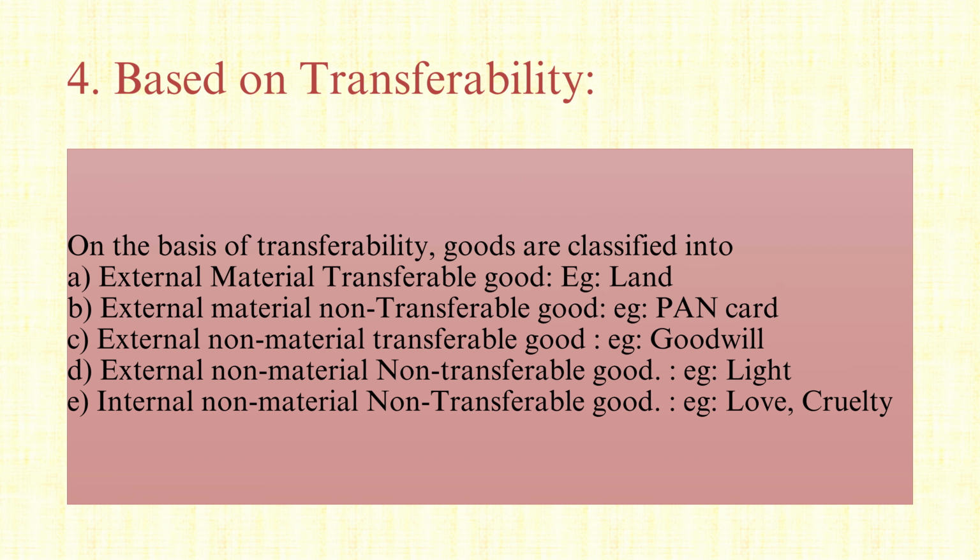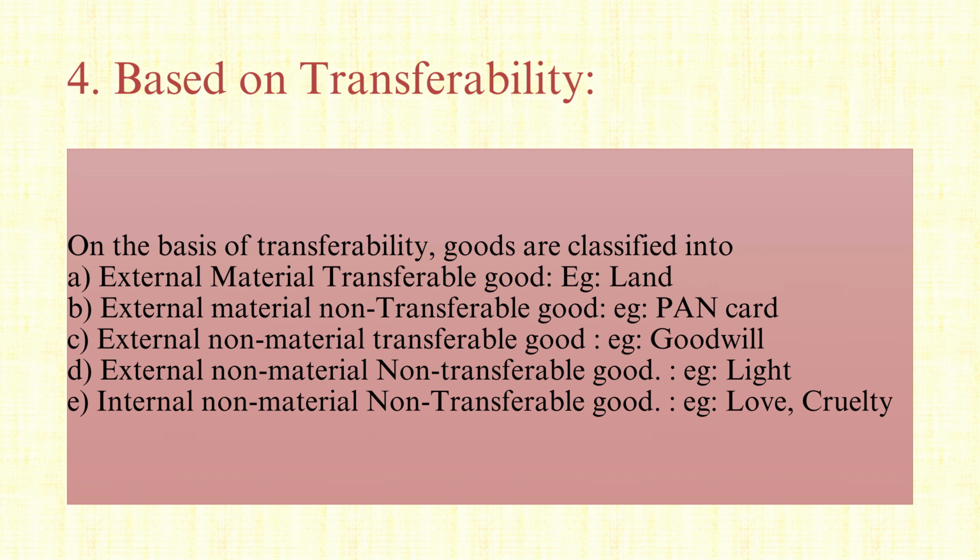External non-material non-transferable goods are things like light. You can't really transfer light from one person to another. Finally, internal non-material non-transferable goods are emotions like love or cruelty. These are personal feelings that can't be physically transferred.